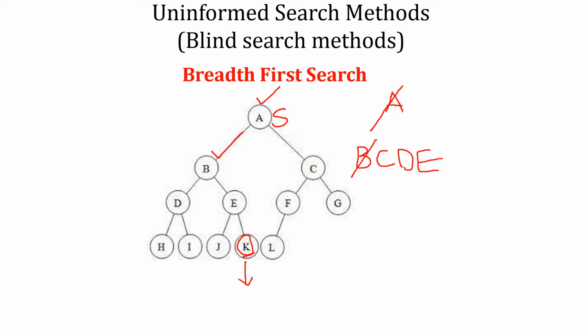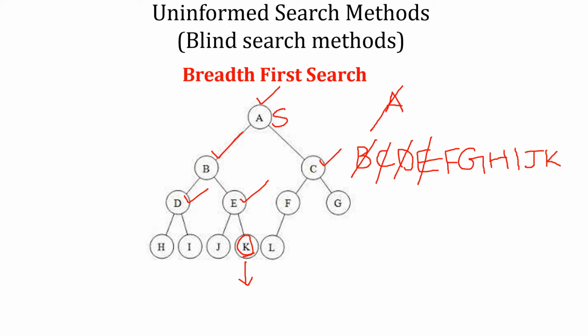Now B is visited. The next unvisited node in the queue is C. So we visit C and we are checking whether C is the goal. C is not the goal. So we add the children of C, which are F and G. The next unvisited node is D. We visit D. D is not the goal. So we are adding the children of D, which are H and I. Next in the queue, the unvisited node is E. We check E. It's not the goal state. So we add the children J and K.